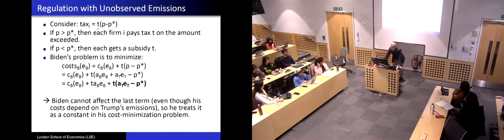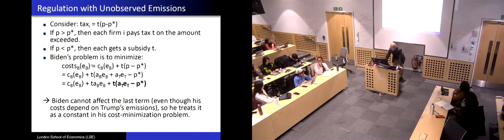Tax is equal to T times (P minus P star). What does that even mean? If P is greater than P star, then each firm pays a tax T on the amount exceeded. If P is less than P star, then each gets a subsidy equal to T. So it depends whether P is above P star or less than P star.